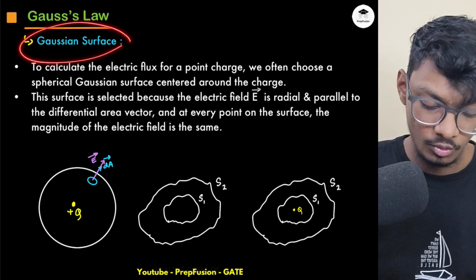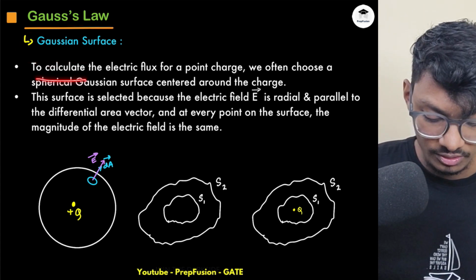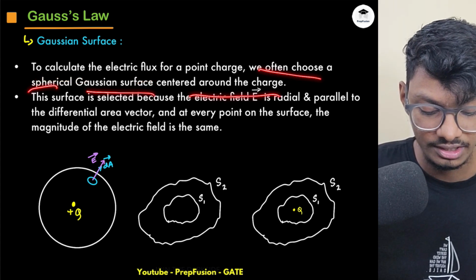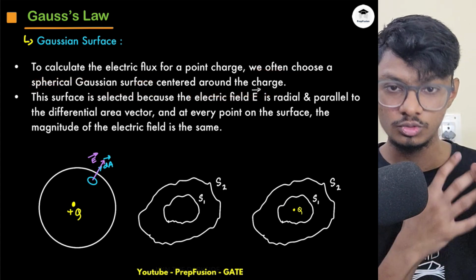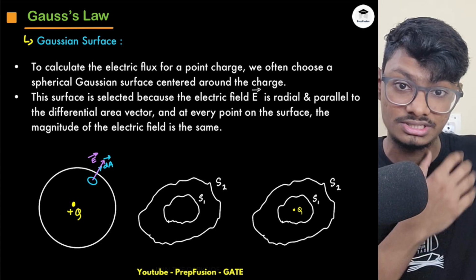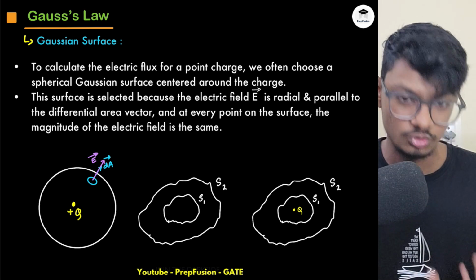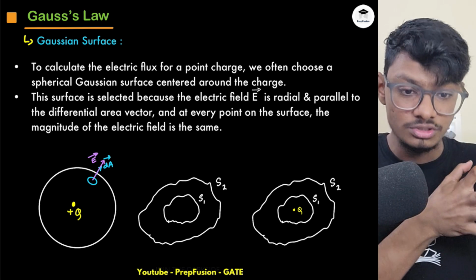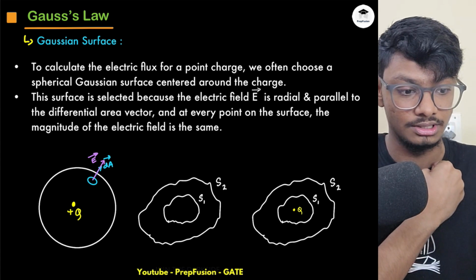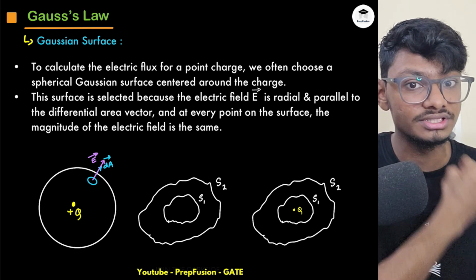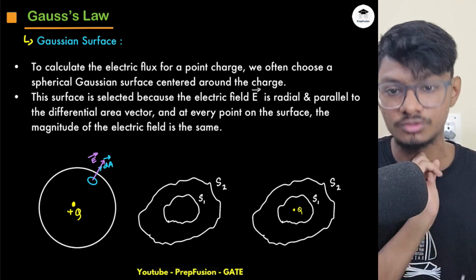We need the concept of a Gaussian surface. So what is a Gaussian surface? To calculate the electric flux for a point charge, we often choose a spherical Gaussian surface centered around the charge. We choose Gaussian surfaces according to our own needs, according to the charge distribution present, whichever is easier for us and follows the Gaussian symmetry. Once we select the surface, you will understand.